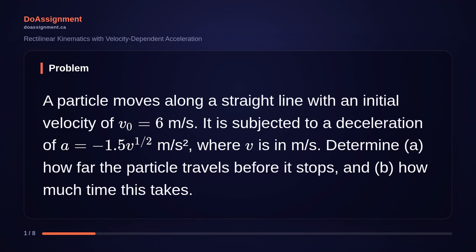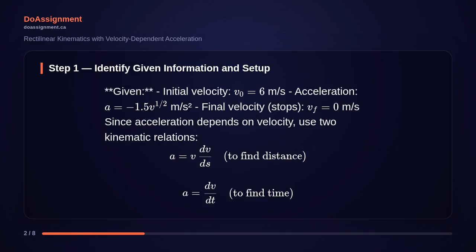Now let us work through the solution step by step. We are given a particle with initial velocity 6 meters per second, subject to a deceleration equal to negative 1.5 times the square root of v. Since the acceleration depends on velocity, we will use two forms of the kinematic equation, one to find distance and one to find time.